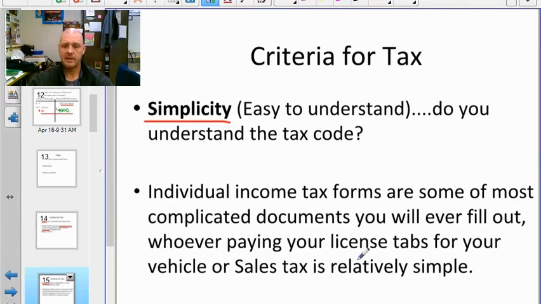But something like tabs, you've got a car, you pay tabs. A newer vehicle, you pay more. An older vehicle, you pay less. Sales tax. Those are simple. Again, easy to understand. Most people are okay with it. They may not like it, but they're okay with it. More people are frustrated with the federal income tax or even state income tax because it's not easy to understand.